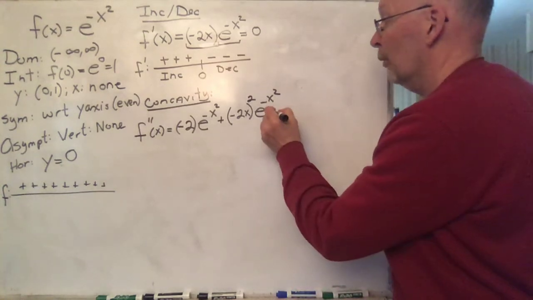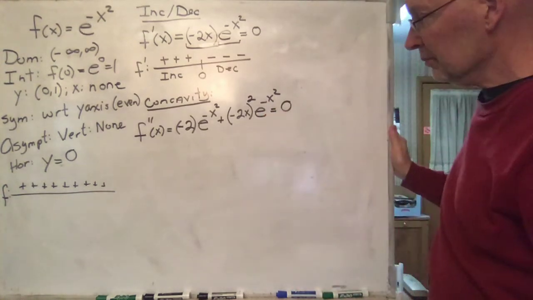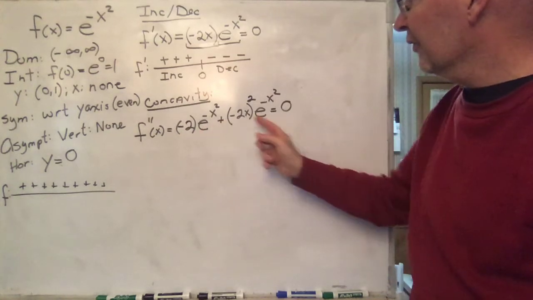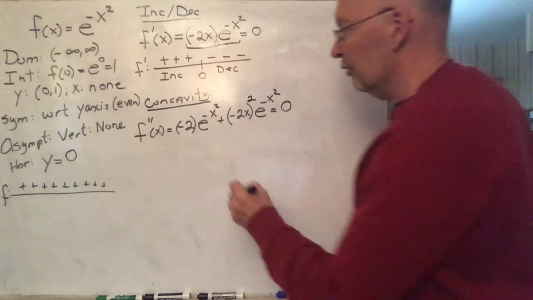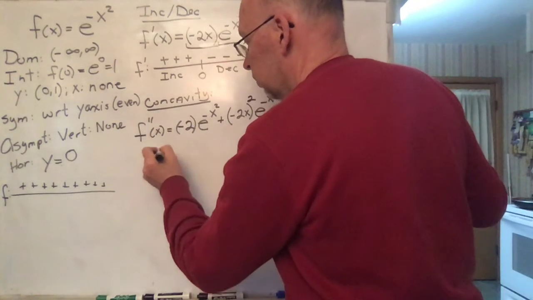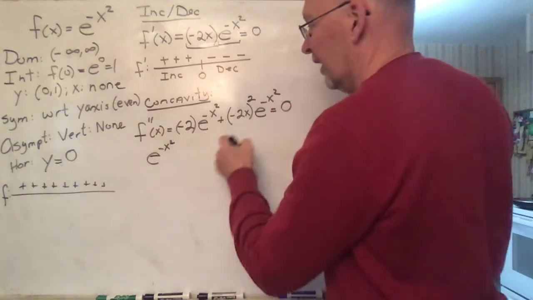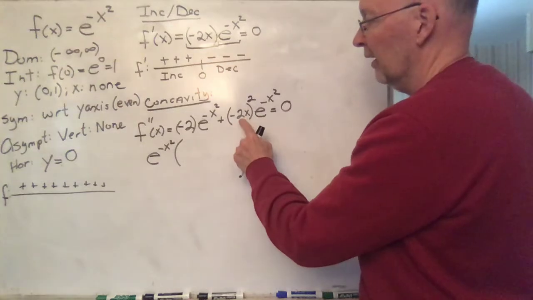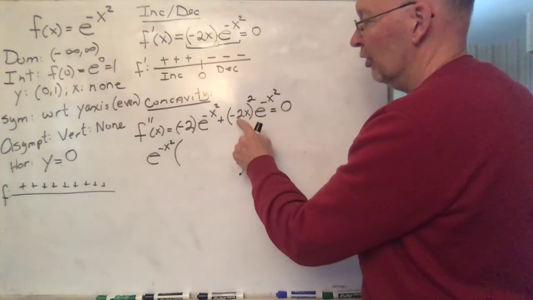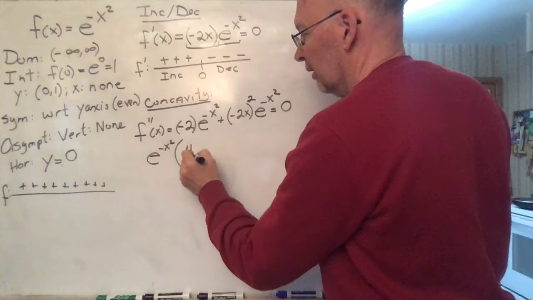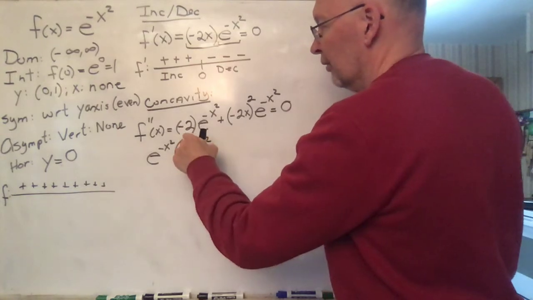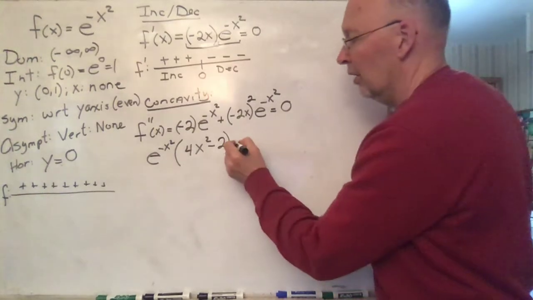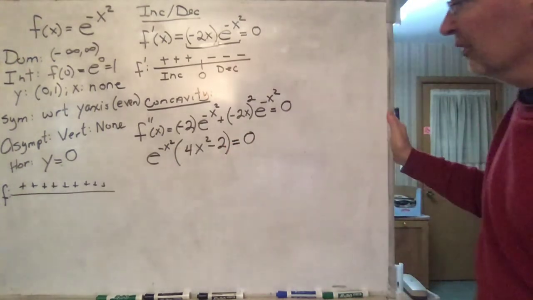So that whole thing, we want to find out when that's equal to 0. So we might as well factor out some common stuff here. Notice that I have an e to the negative x squared that I can factor out of everything. And after I've done that, what do I have left? Negative 2 times negative 2 is going to be 4, so it's going to be 4x squared. And then here it's going to be minus 2, like so. So we want to know, when is that going to be equal to 0?